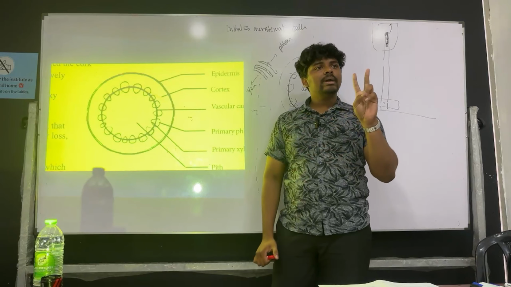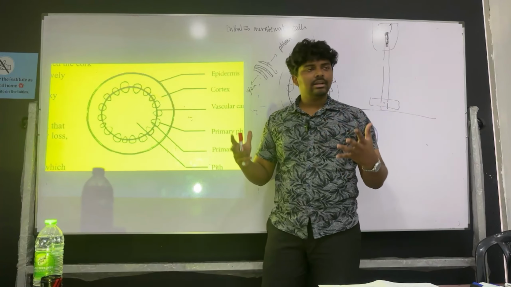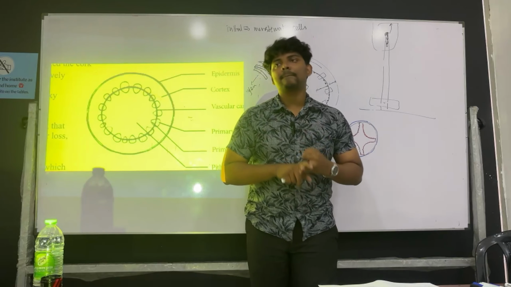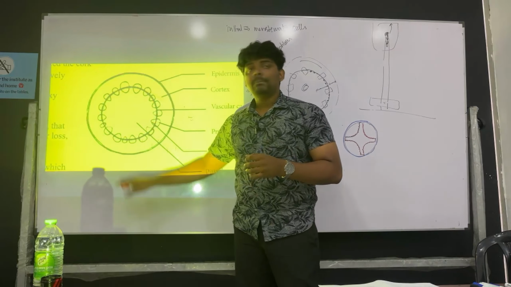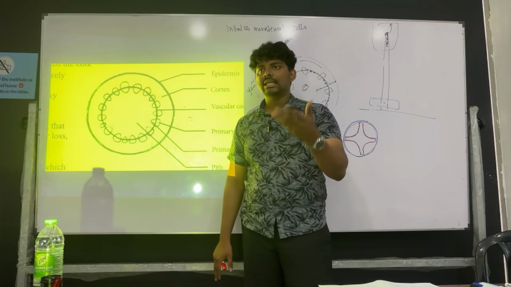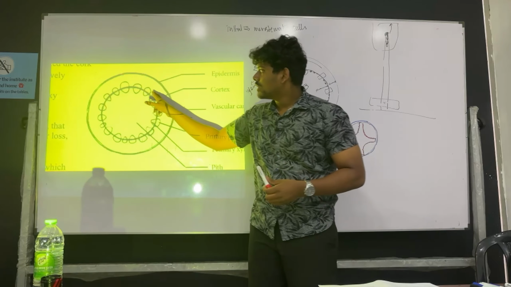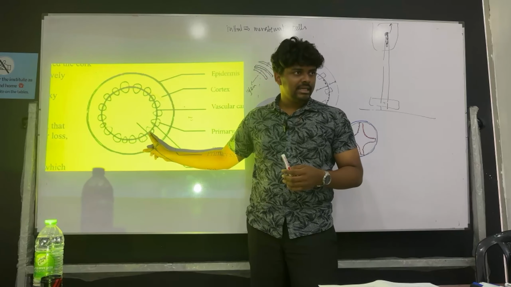There are two meristems that are involved in secondary growth. One is the vascular cambium, the other one is the cork cambium. In the vascular cambium, you have meristematic cells. We also call them initials. So we can also call this a ring of initials.